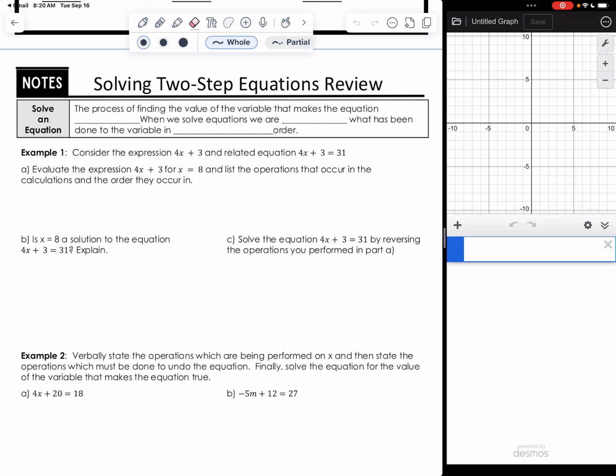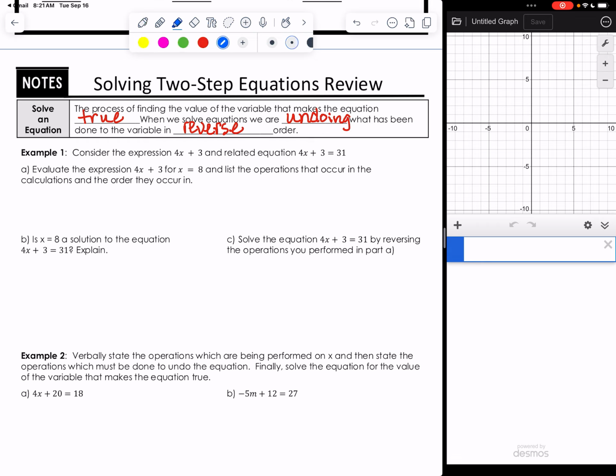In today's lesson, we will be reviewing how to solve two-step equations. Now, solving an equation is simply the process of finding the value of the variable that makes the equation true. When we solve equations, we are undoing what has been done to the variable in reverse order. Let's look at example 1.